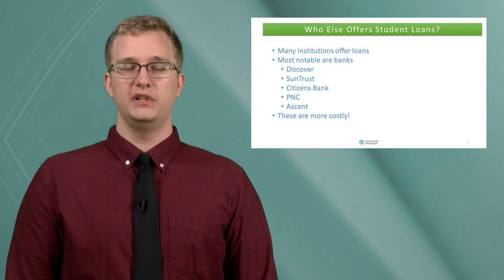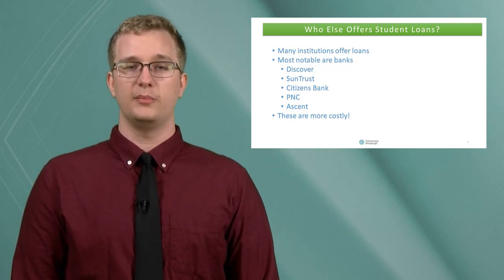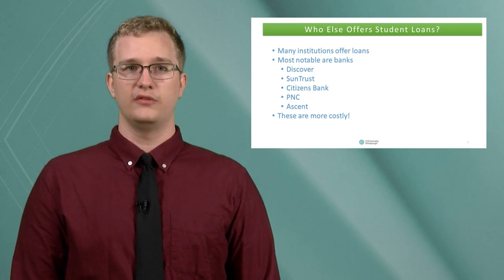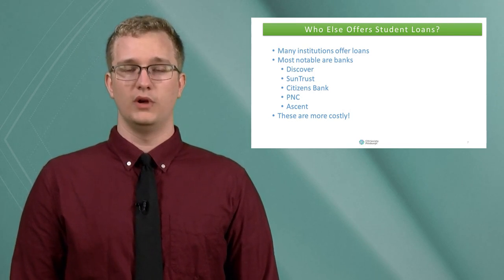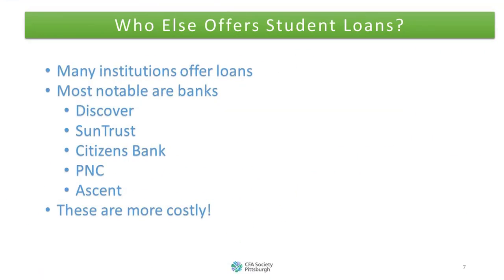Now, whenever you begin the process of applying to schools and trying to figure out the amount of tuition that you're going to have to pay and how to pay it off, you may ask yourself, who offers student loans? Well, many institutions offer loans. Some of the most notable banks are Discover, SunTrust, Citizens Bank, PNC, Ascent, and there are a lot of other financial institutions that offer loans. However, these loans, private loans, are more costly than, say, federal loans.